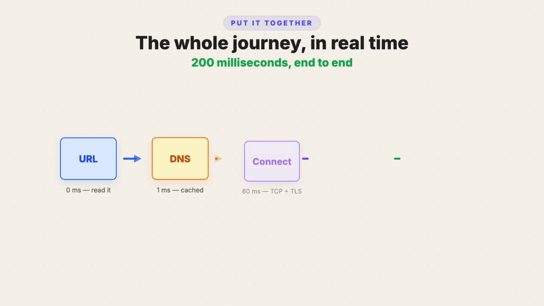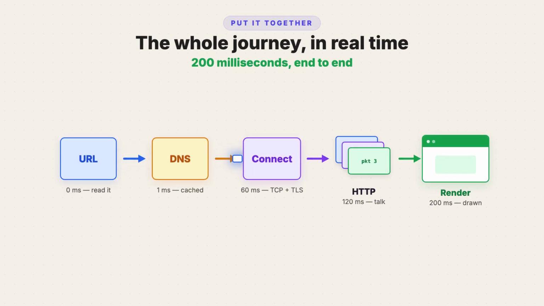Now watch it all at actual speed. Read the URL. Instant. DNS, caught in a cache. Handshake, then the lock. Request out, response back. Read, draw, done. 200 milliseconds, end to end. You'll never look at a loading spinner the same way.